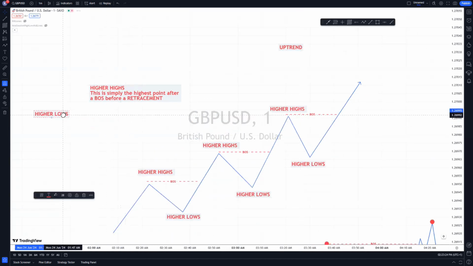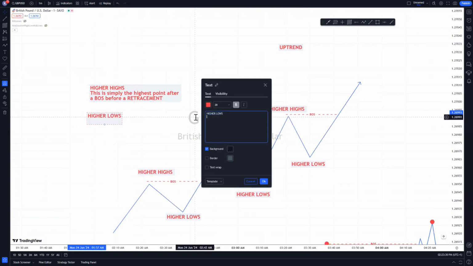Now, what is a higher low? A higher low is simply the opposite of a higher high. A higher low is simply the lowest point before the move that broke above the previous high. So that is what a higher low is all about.